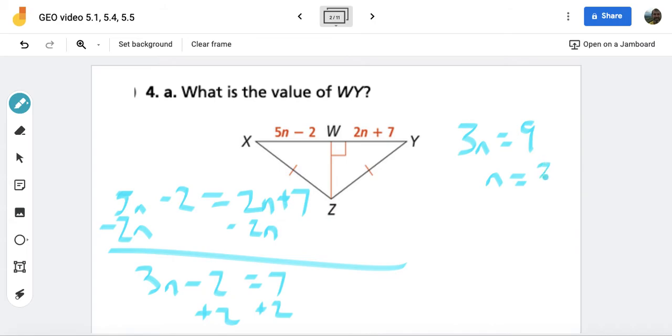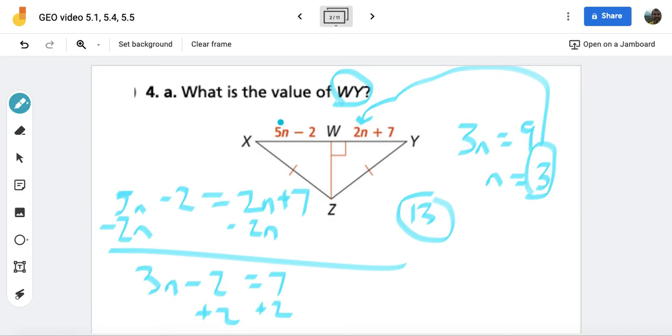So I know n is 3, so then I'm going to take that and plug it in to here. 2 times 3 is 6. 6 plus 7 is 13. Is that what they wanted? WY? Yeah, WY. They might ask for something different, so be careful of the question. Once you figure out what n is, then go back to see what they wanted you to solve for. They wanted me to solve for WY, so I plugged it in here, found out it was 13.